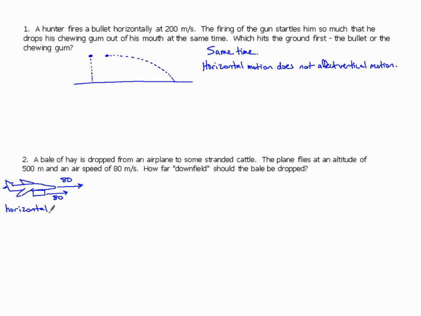So we're going to look at all of the horizontal pieces by themselves. So the horizontal velocity is constant. So the horizontal distance equals the horizontal velocity times the time. Now, I don't know the distance right now because that's what we're looking for. How far downfield? That's dx. And we do know that Vx equals 80.